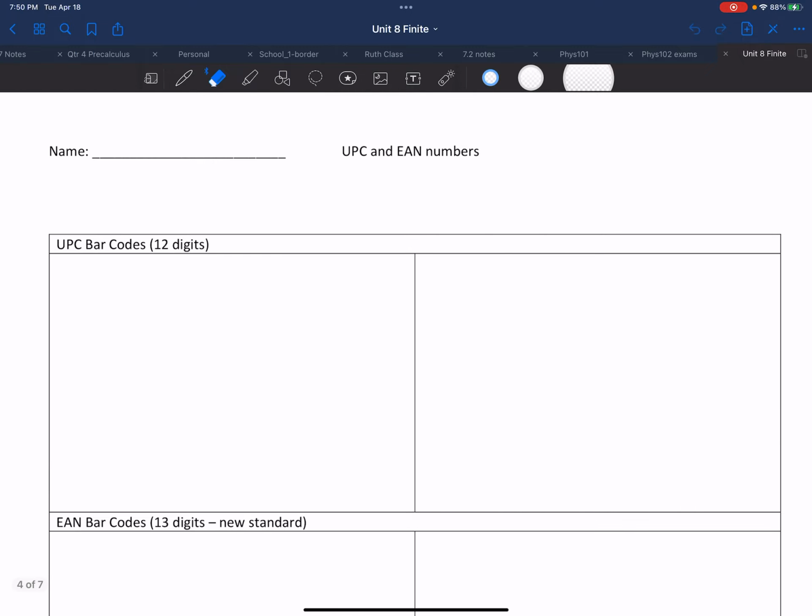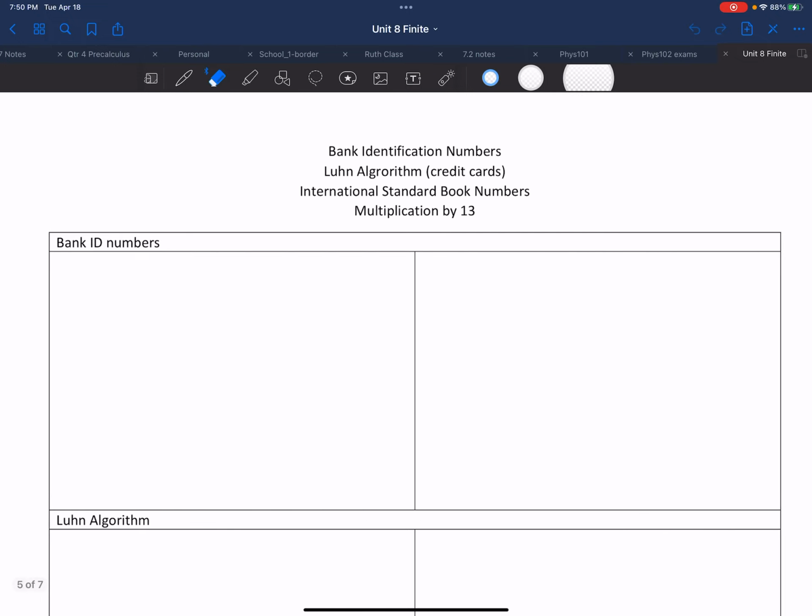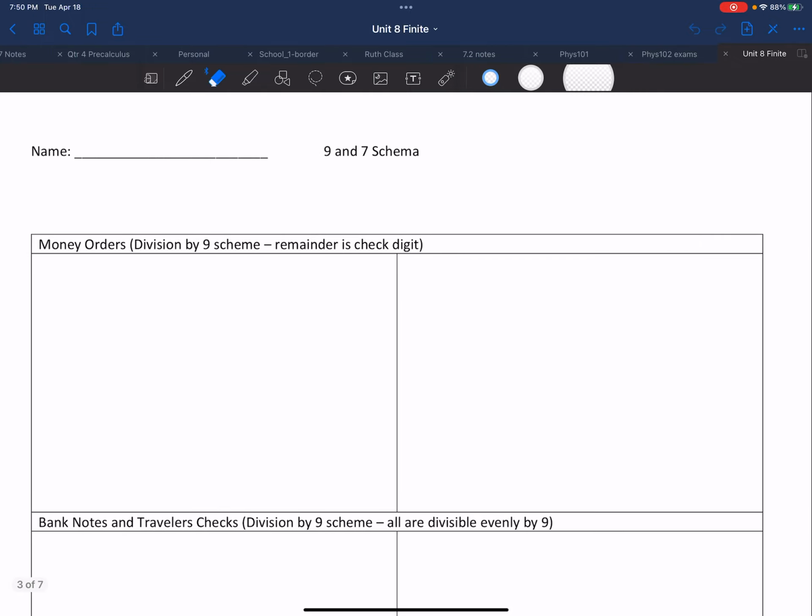Those are going to be the first ones that we tackle in this video. In the next video, we'll tackle UPC and EAN numbers. And then we will tackle bank ID numbers, the Luhn algorithm, International Standard Book Numbers or ISBN numbers, and then just a nod to multiplication by 13. Let's get started with 9 and 7 schema.